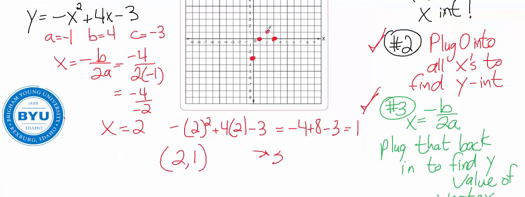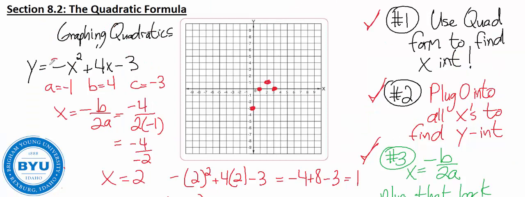I go over 2, up 1. You should be aware that if the a value is negative, it'll be pointing down. You can kind of see that here. This one points down. And that is our parabola.